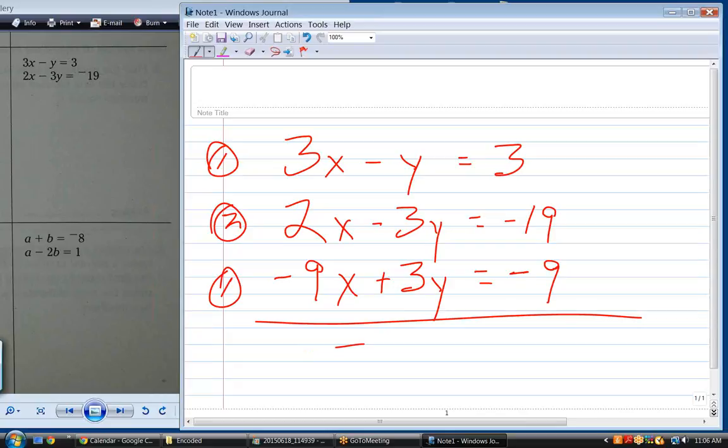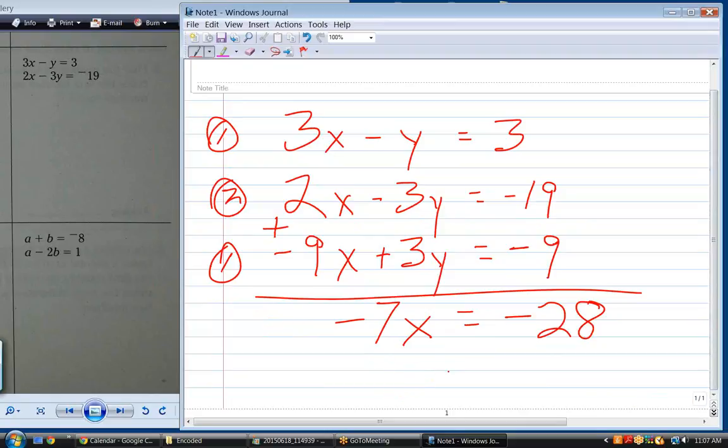Negative 7x equals 28. Positive or negative? Negative. The negative 28, yeah. So we still end up with all the negative signs. I'm not sure we've helped anything. But now what's x equal to? x is equal to negative 4, or positive 4. Okay.